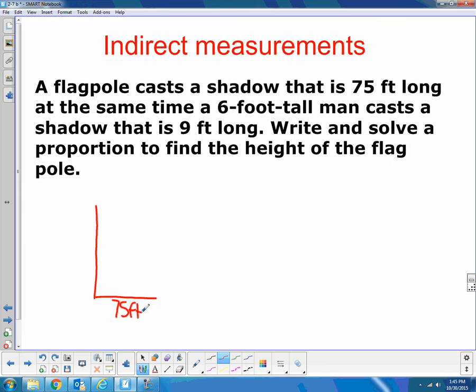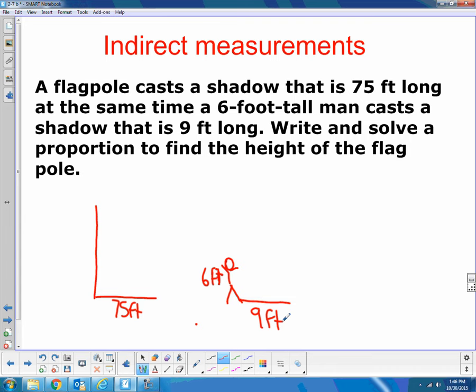At the same time, a 6-foot-tall man. All right, so there's my 6-foot-tall man. And if you want to be more artistic than me, by all means, please do. I'm going to label it 6 feet. And really, the most important part about these pictures is labeling them. So the 6-foot-tall man casts a shadow that is 9 feet long. All right, so there's the shadow, and it's 9 feet long. I've got my pictures.